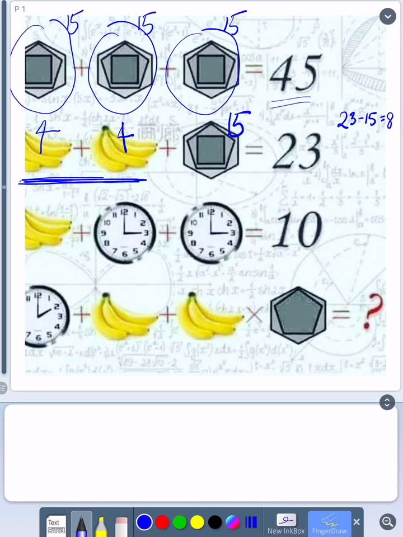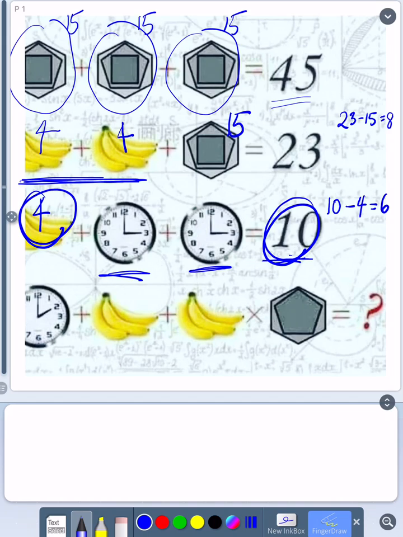Okay, so far, right? And then we look at the next line. We bring forward the information: 1 banana is 4, plus 2 clocks is equal to 10. That means 2 clocks will be equal to 6. So 10 subtract 4, you have a remainder of 6, and that will be equivalent to 2 clocks. So each clock will have a value of 3.